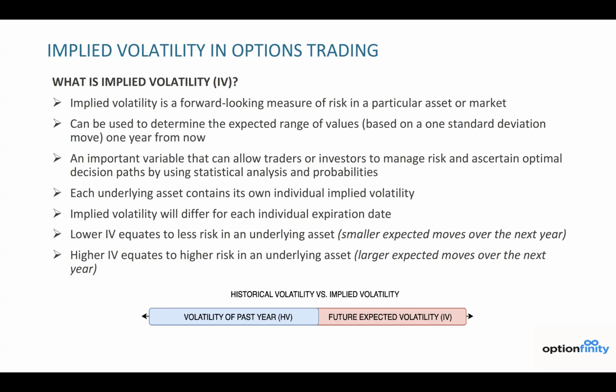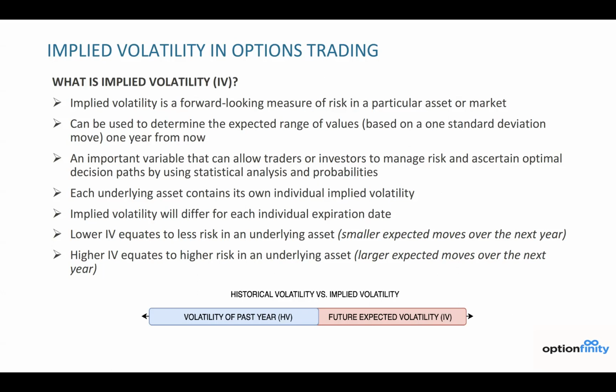That doesn't really make much sense because each individual underlying asset or index ETF, for example, will have its own implied volatility. So it's all relative to its own implied volatility and that asset's historical volatility, which we'll discuss in a second as well. Now, implied volatility will differ for each individual expiration date as well. That's another important point to note: every option in the option chain for different expiration dates will have its own individual implied volatility.